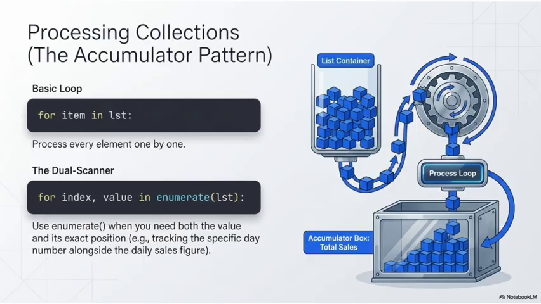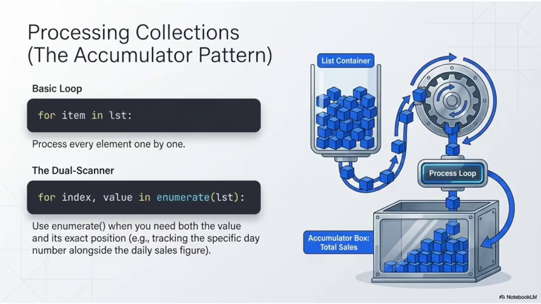Processing list collections uses the same loop patterns from the iteration module. This slide connects those patterns to list-specific techniques. The basic loop, for item in list, processes every element one by one. It is the standard default for most list operations. And the dual scanner with enumerate, for index, value in enumerate(list), gives both the position and the value simultaneously. Use enumerate when position matters: numbering report lines, updating a specific index, or comparing adjacent elements.